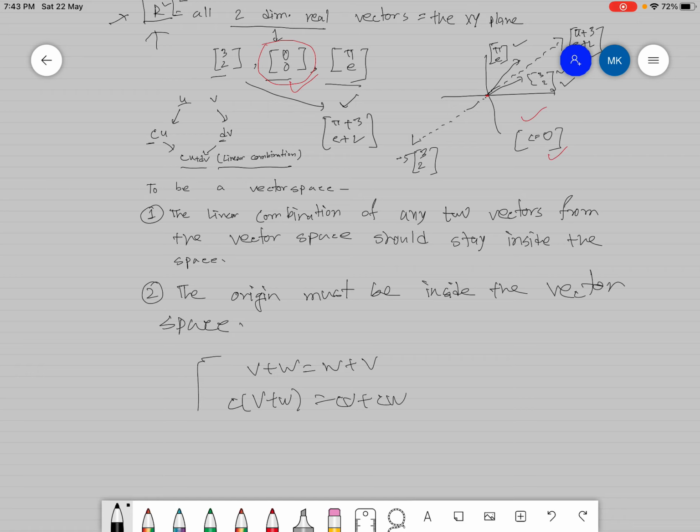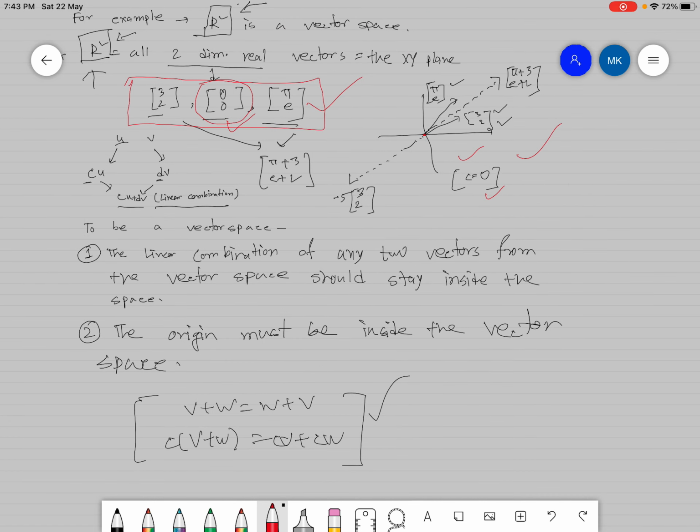So by following this kind of rules, you can produce infinite number of vectors from any vector space. So for example, you can produce infinite number of vectors from these three vectors in R2, right? So vector space is a very strong concept in linear algebra.